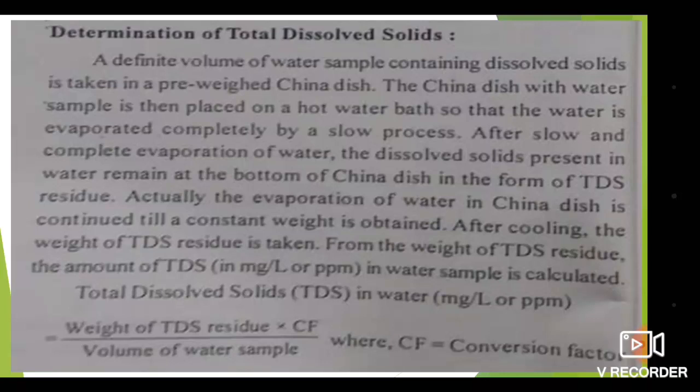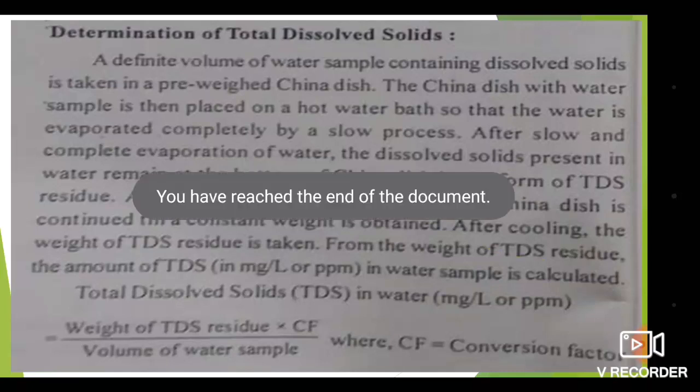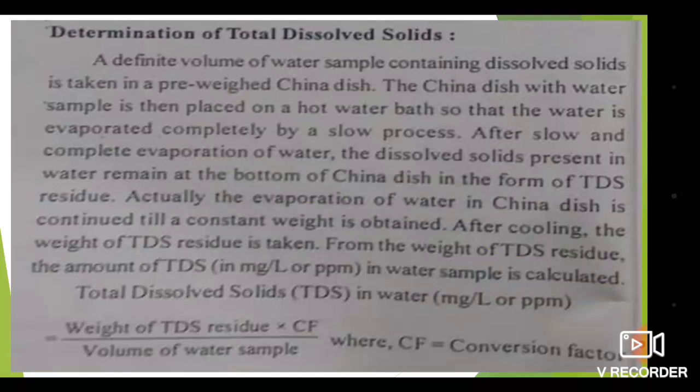So, the amount of TDS, that is total dissolved solids in water, in milligrams per liter or ppm parts per million, is equal to the weight of TDS residue into the conversion factor divided by the volume of water, where CF is the conversion factor. So this is about the determination of pH and the determination of total dissolved solids present in the water.